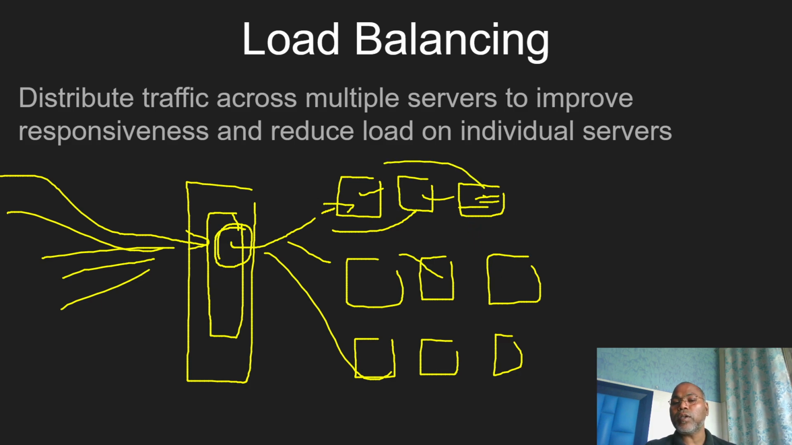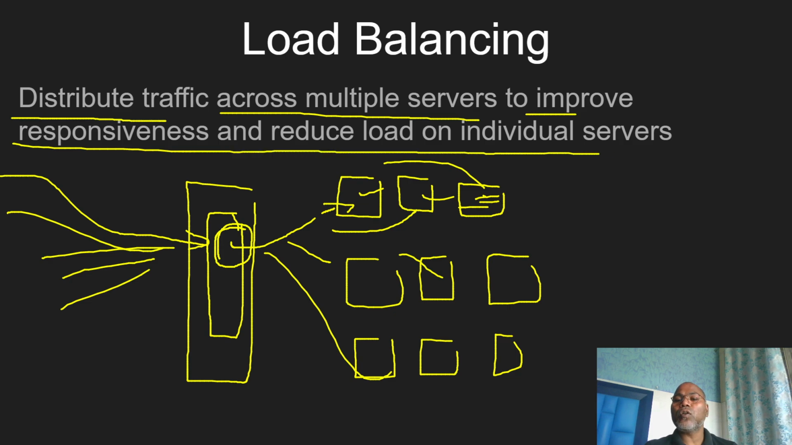They can receive request and response, receive request and response. Okay, so a load balancer distributes traffic across multiple servers to improve responsiveness and reduce the load on individual servers. If there is no load balancer, every request might go to one specific server. That specific server can crash and become unresponsive.